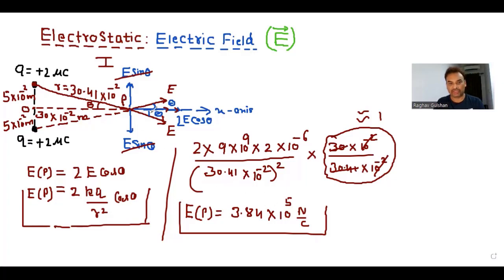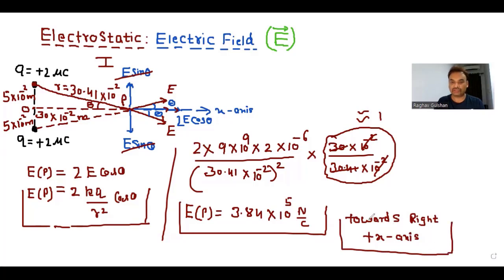Now, the direction is towards right. So this is the direction towards right, or we can say this is towards positive x-axis. So we can describe our answer in two ways. We can say it is along a right direction, or we can say it is along positive x-axis. Okay. Let me take the other combination.